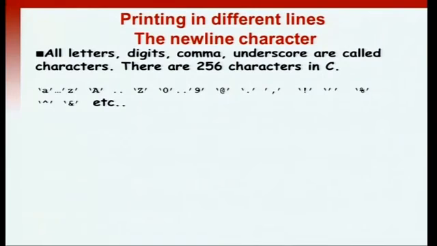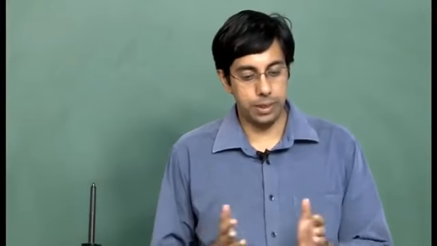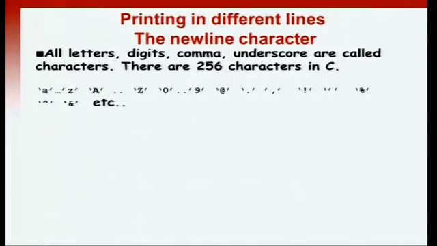Now, we will see an additional concept. The printf statements that we have seen so far will print a message, and then the terminal prompt will come immediately after the print. Now, typically what we want to do is print a message, then tell the prompt to appear on the next line. So, for this we need what is known as the new line character.